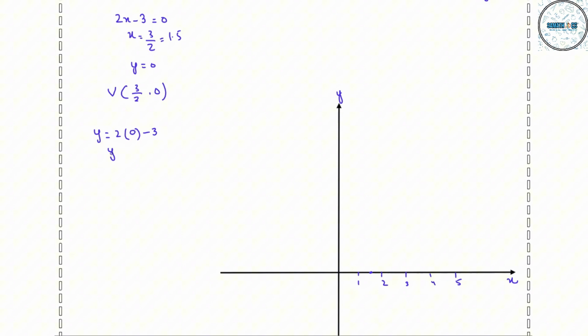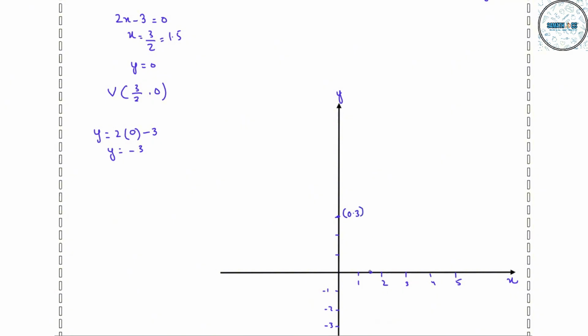So it is y is equal to minus 3. This is the y-intercept in the original graph. Here we have -1, -2, and -3. When the line is reflected in the x-axis, this -3 will be above the x-axis. So it will be at 0, 3.